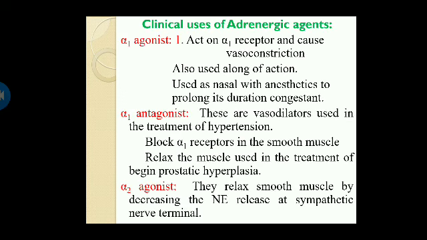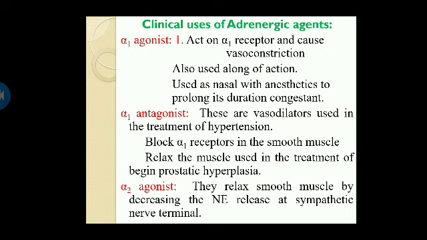Next, coming to the clinical use of adrenergic agents. So what are the drugs? Alpha 1 agonist drugs, alpha-1 receptor favorable drugs. This type of drug acts on alpha-1 receptors and causes vasoconstriction, the constriction of blood vessels, which may increase the BP.